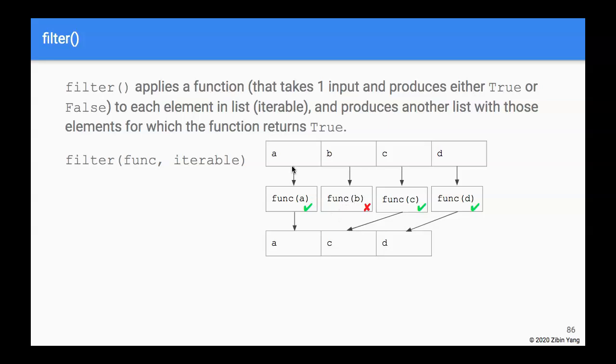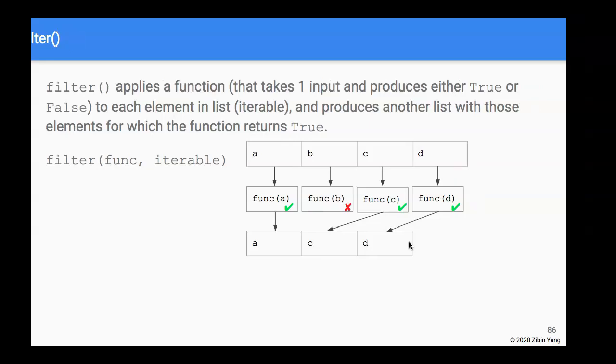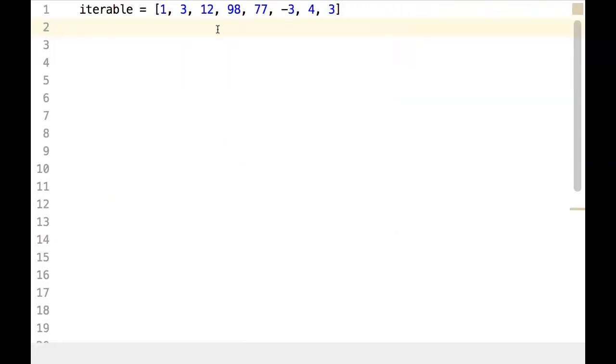The important difference between filter and map is that the final output list can potentially have a different number of elements than the original input list. So let's see how we can use a filter to solve some of the common problems we encounter.